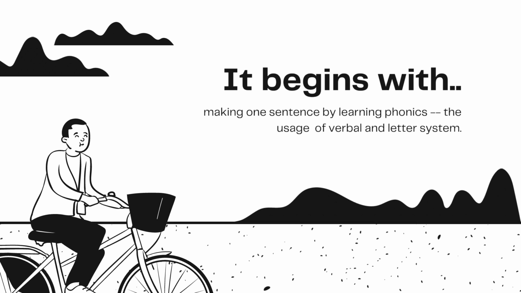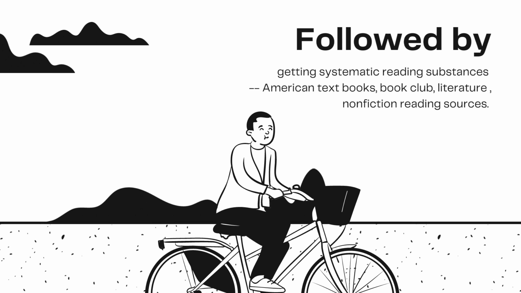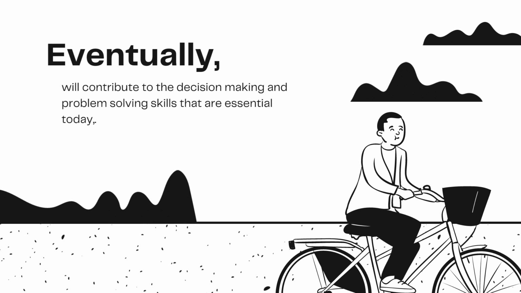It begins with making one sentence by learning phonics. This is for beginners. As soon as the student is able to understand words and study vocabulary, the student will now be able to acquire the foundation. After that, it will be followed by getting systematic reading substances from American textbooks, book clubs, literature, nonfiction reading sources, and many more. And eventually, all these skills will contribute to the decision-making and problem-solving skills that are essential for students today.